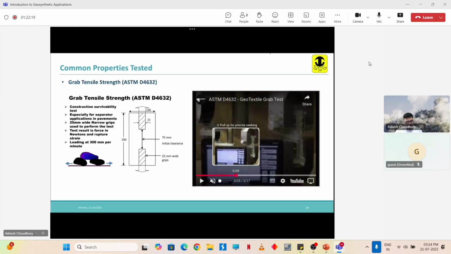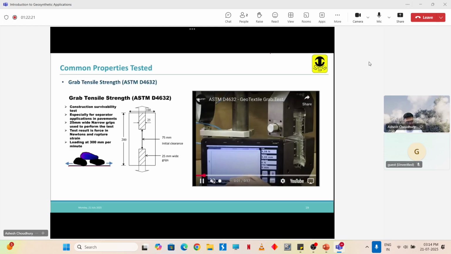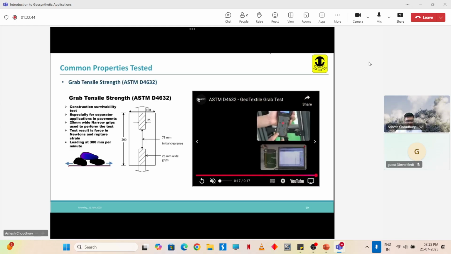Okay, let's watch it again once more. You can see the load is also increasing, increasing, and then it drops. Right? It fails. The sample fails. So this is how this test is done.